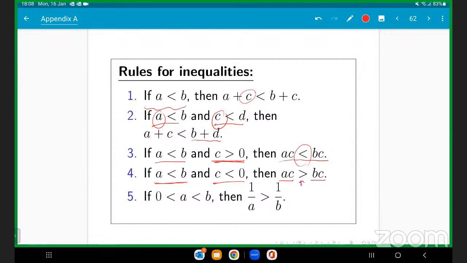Let's say we have two numbers A and B, both of which are positive and neither of them are 0. So A is less than B and A is strictly bigger than 0. Then taking reciprocals, or in other words, if you invert them, the inequality again flips. So if A is smaller than B and A is positive and non-zero, then 1 over A will be bigger than 1 over B.